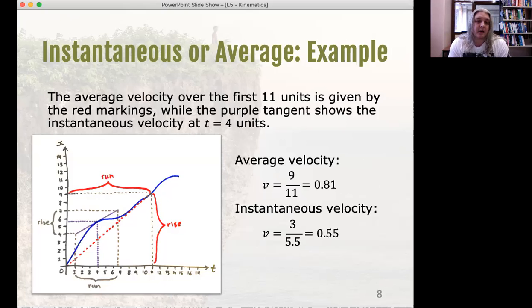The instantaneous velocity though is, if you look at that little purple line, I've drawn some extra dotted lines in there to hopefully make it easier to see that the tangent there goes up 3 spaces, 4 up to 7. And it goes across 5.5 from 1 up to 6.5 time units. So that means we've got 3 over 5.5. So the instantaneous velocity at t equals 4 is 0.55 displacement units per time unit. So you can see that the instantaneous velocity there is less than the average velocity over that entire time period.